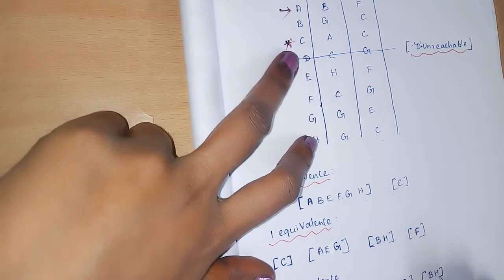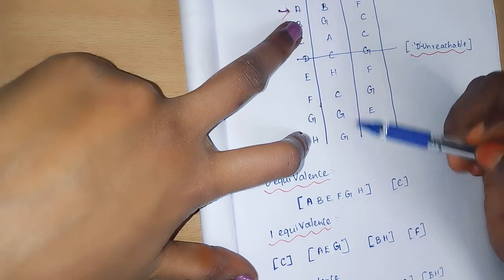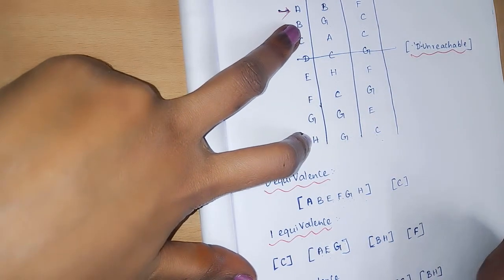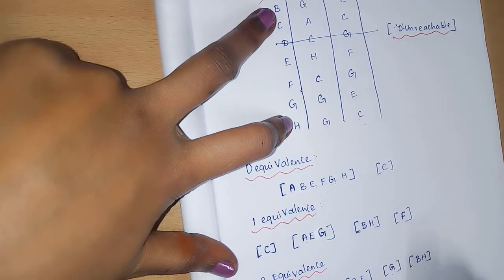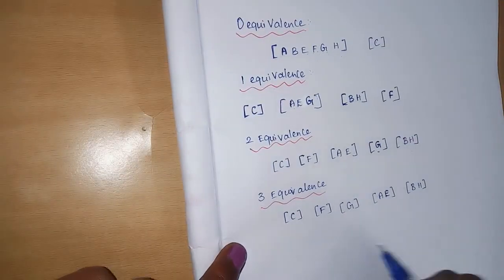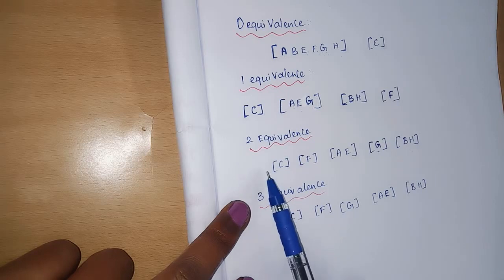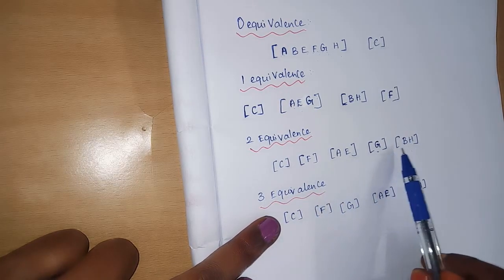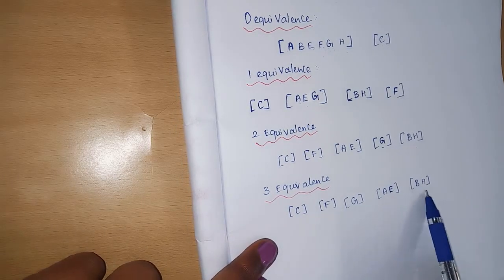After that you will have BH. When you are comparing BH, on 0 it is going to G, the same set. On 1 it is going to C, so the same set. So it can also be not split, right? This is three equivalent. Whenever the two equivalent sets are equal, here see, three equivalent: C F, A E, G, B H, and similarly C F, G, A E, B H.